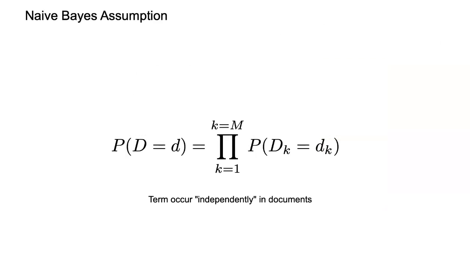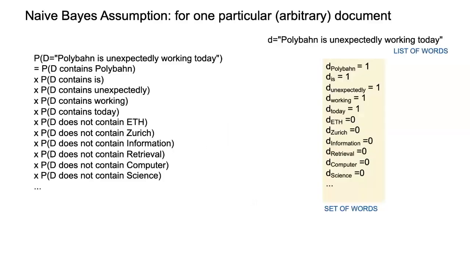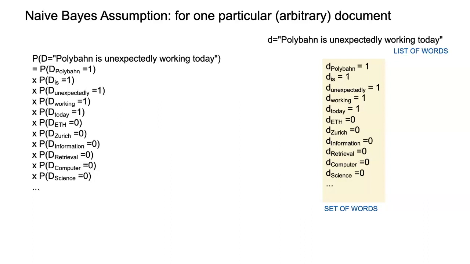And when I write here my small dk, it's again because sometimes it's a 0, sometimes it's a 1, right? So this is what I have in there. And k would be Polyban, is, unexpectedly, and so on, right? So I can rewrite it that way. Now you see the small k is actually a term. Yes?